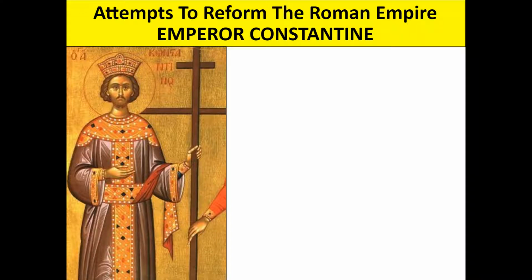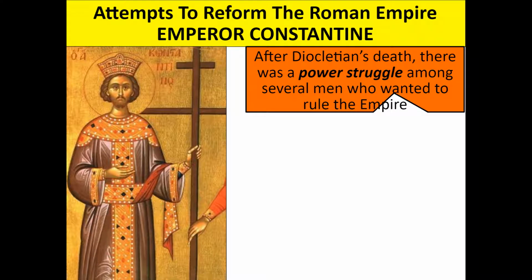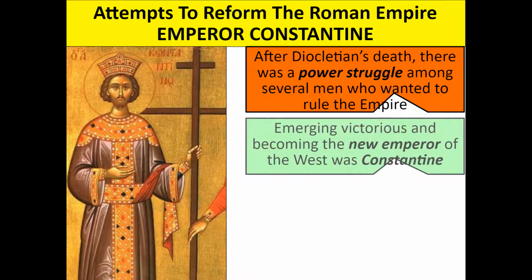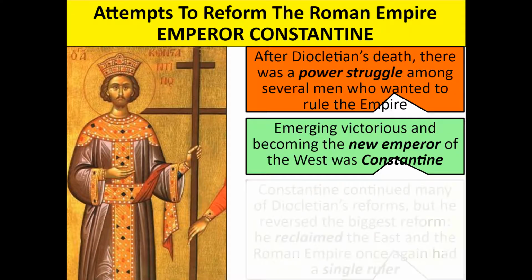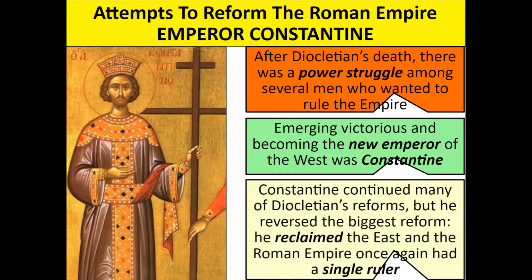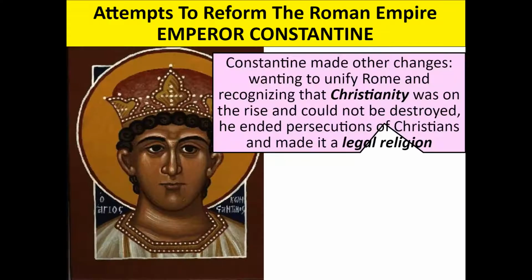Constantine is a pretty interesting character. After Diocletian's death, there's a massive power struggle among several men who want to rule the empire, and emerging victorious and becoming the new emperor of the West is this fellow Constantine. Constantine continues many of Diocletian's reforms, but he reverses the biggest reform. He reclaims the East, and the Roman Empire once again has a single ruler, right? So he doesn't keep it divided, he brings it all back together, and he does some other changes too.